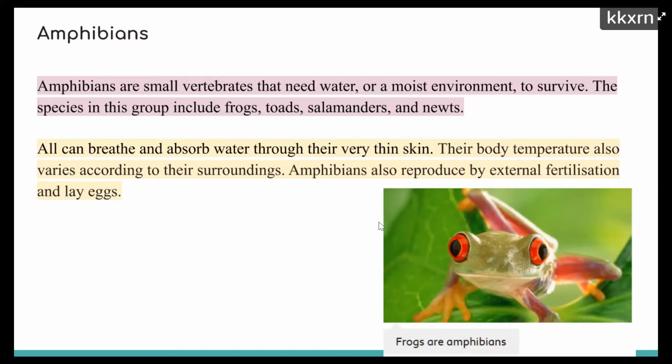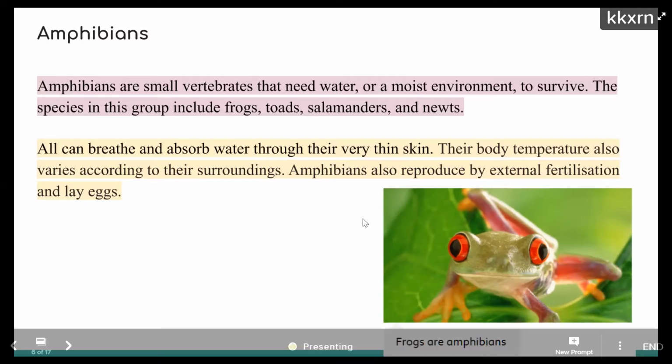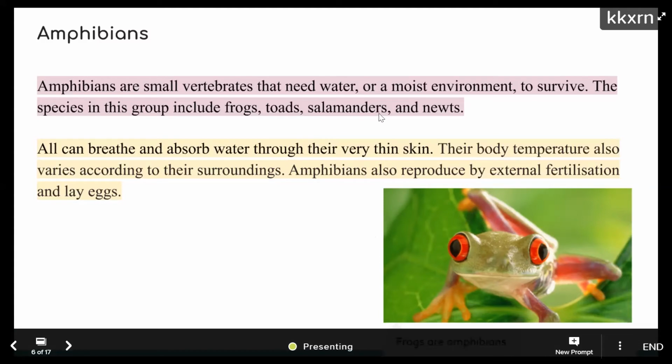Now, some species in this group include frogs, toads, salamanders, and newts. You know the meaning of toad? Salamander, in fact, comes from the Latin language, the name with dots, yellow dots. And the newts are in the family of salamanders.